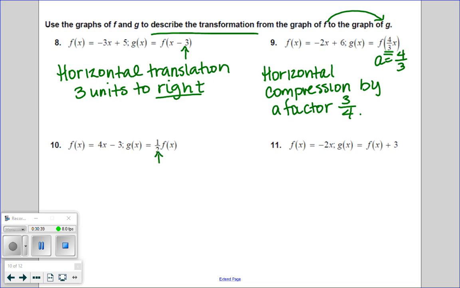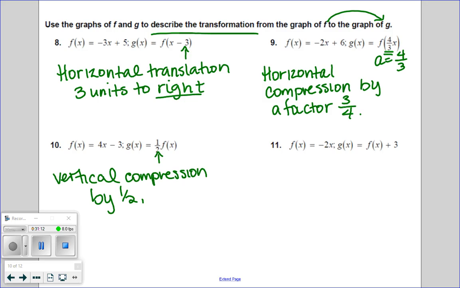Okay, what do we think is going to happen on number 10 if g of x is 1/2 times f of x? Yes, that's a vertical compression by a factor of 1/2, right? Same thing. So what we see is what we get. So this is on the outside, so it is definitely vertical. It is a multiplier, so it is a shrink or stretch, and in this case, you're right. It is a compression or shrink. So vertical compression by 1/2. Okay?